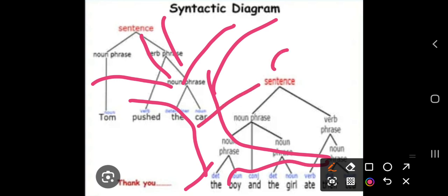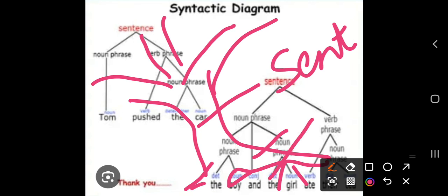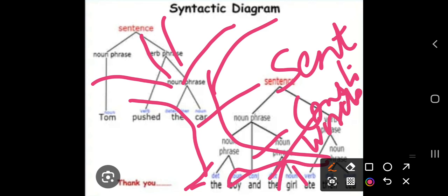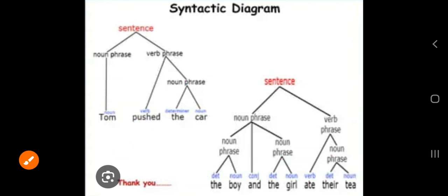This is the sentence, and these are the constituents, meaning these are the words or morphemes. And this is a noun phrase, or sometimes a verb phrase, as the sentence is framed. So this is called a tree diagram. You just imagine it this way.